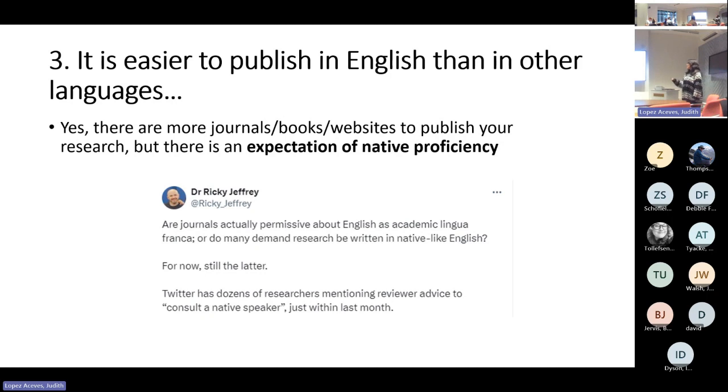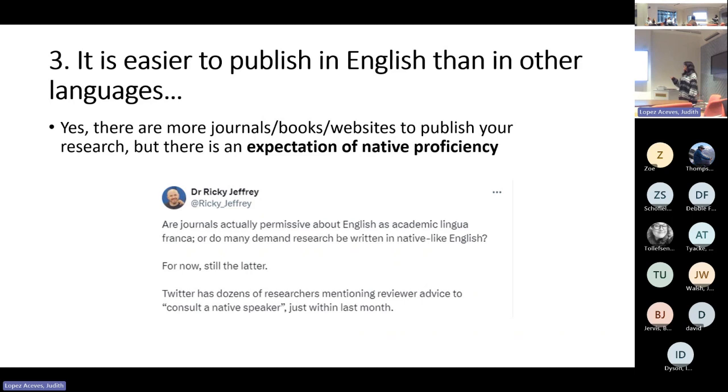I found this thread on Twitter, and I'm going to read the tweets. The first one says, are journals actually permissive about English as an academic lingua franca, or do many demand research be written in native-like English? For now, still the latter. Twitter has dozens of researchers mentioning reviewer advice to consult a native speaker just within the last month.